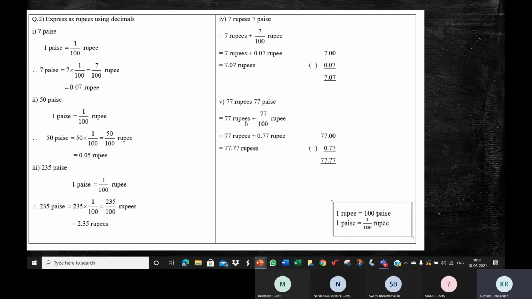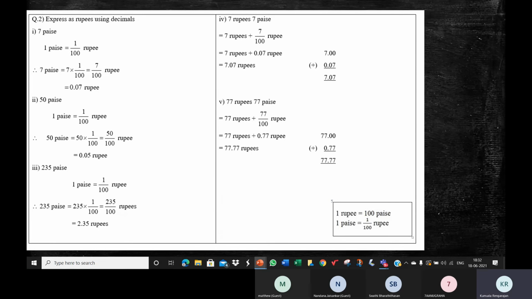So 77 rupees is in rupees. Why should you disturb that? 77 rupees is already in rupees. Don't disturb that. 77 paise. Okay, 1 paise is 1/100th of a rupee. See, that's like if 1 book is 5 rupees, 2 books, 2 into 5, 10 rupees. 3 books, 3 into 5, 15 rupees. 4 books, 4 into 5, 20 rupees. Like that, 1 paise is 1/100th of a rupee. 2 paise will be 2 multiplied by 1/100. See, like 1 book, 5 rupees. 2 books, 2 into 5. 3 books, 3 into 5.